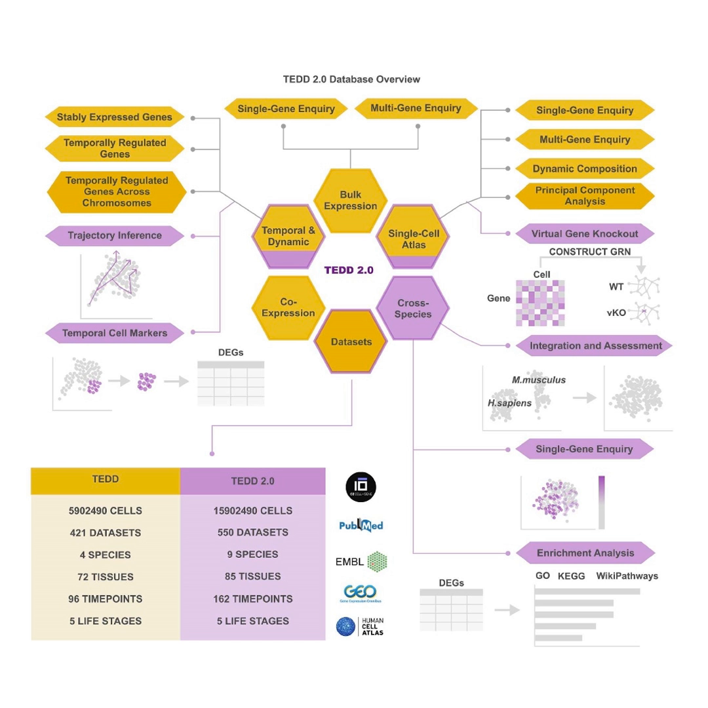TEDD 2.0 uses an engine called PAGA, partition-based graph abstraction. Which, again, sounds like a terrifying math concept. The math is complex, but the output is intuitive. Think of it like a subway map. PAGA groups similar cells into stations, or clusters. Then it draws the tracks between them based on how the cells are changing over time.